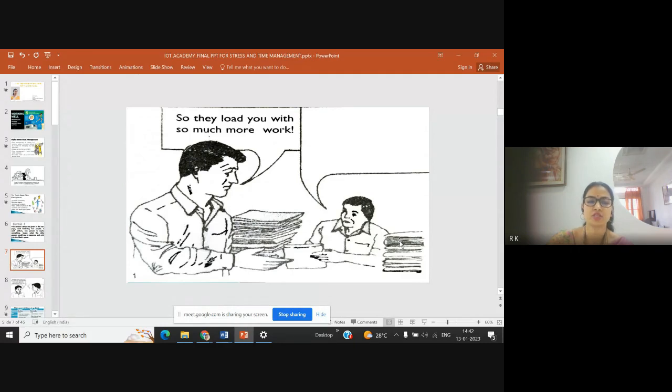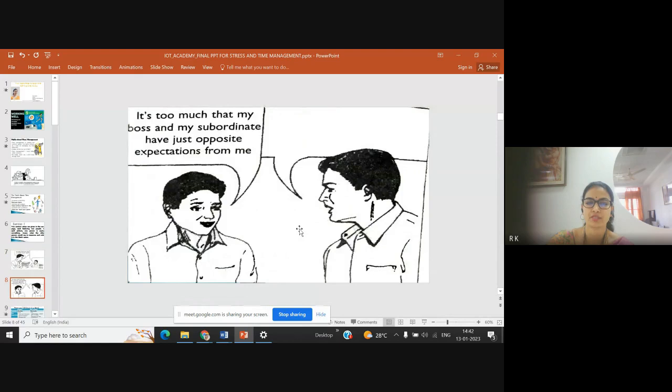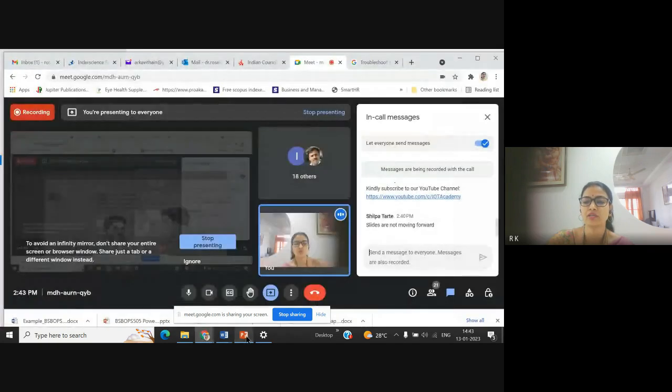Whereas in the second picture, it is too much that my boss and my subordinate have just opposite expectations from me. The other person says, yes, you have to manage, you have to do it, you don't have a choice. Appraisals would come. So just ensure that you try to satisfy both your boss as well as your subordinates. It's your job to communicate and pass on the communication. There is something called downward communication and upward communication. Have some tools and try to use them. Whether this will be a good thing for managing time, that is the question we are talking about.